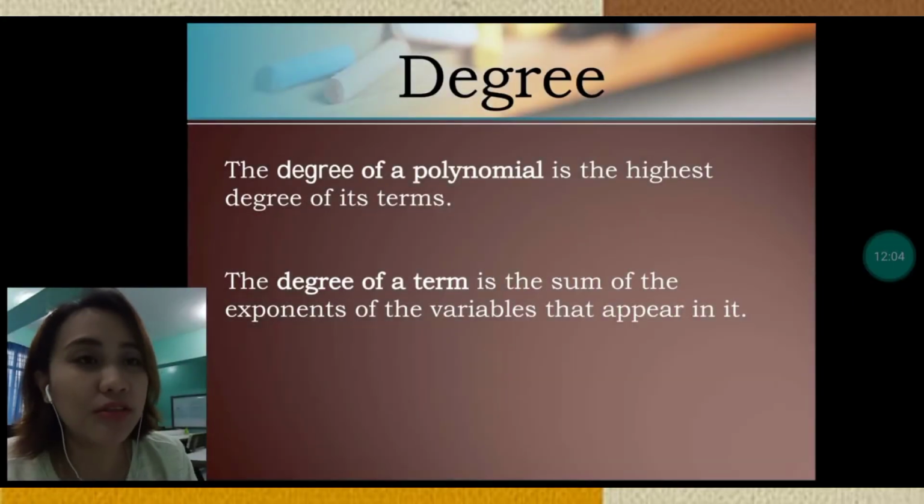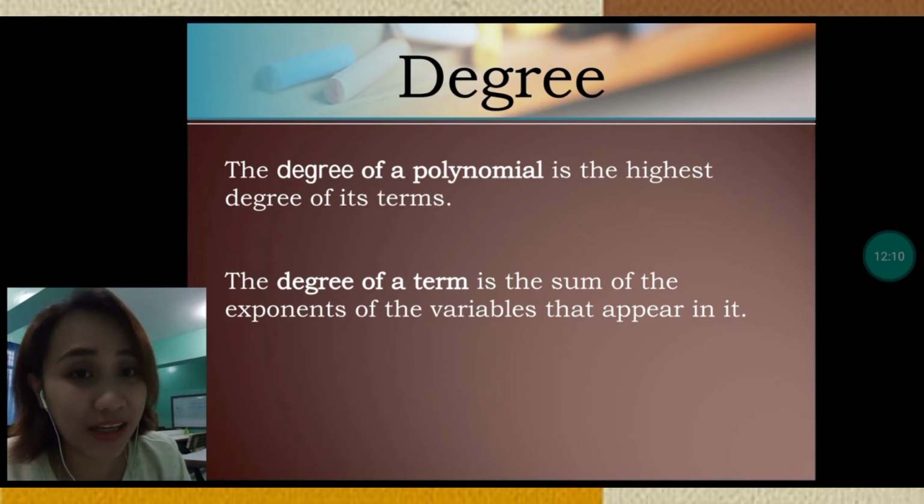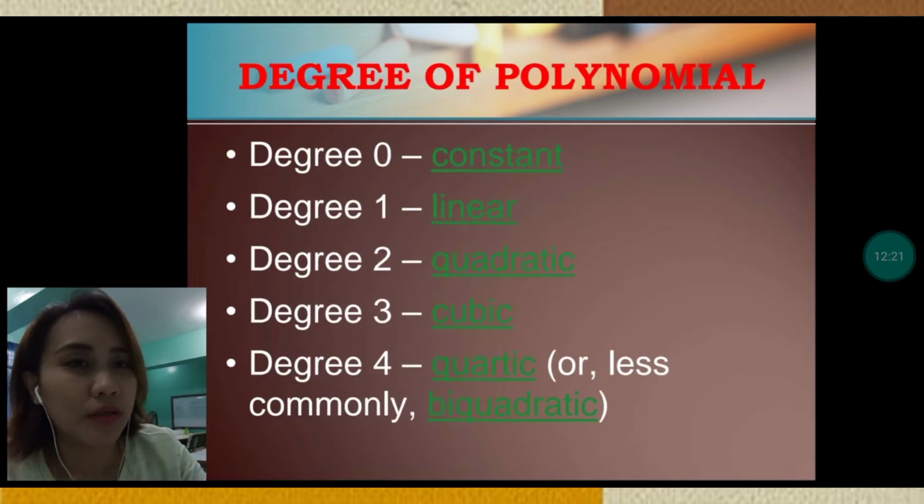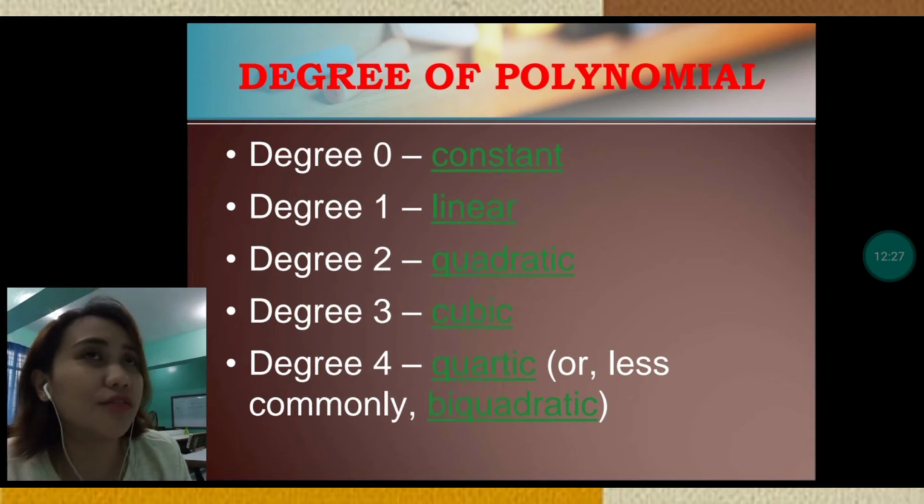At this point, let's talk about the degree. So what is the degree? The degree of a polynomial is the highest degree of its terms. The degree of a term is the sum of the exponents of the variables that appear in it. So if it's only a constant, like if you only have the number 1 or 2 or 3, the degree is 0. Okay.